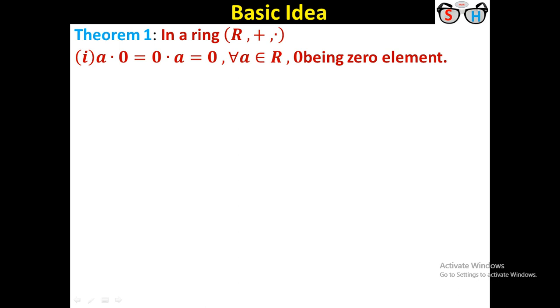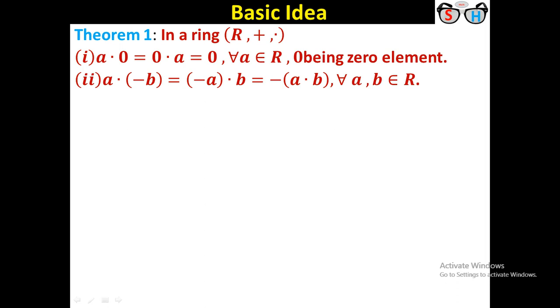So the 0 ring is actually a special type of ring. We define a multiplication on the ring in a special form such that the product of any two elements must be 0. Anyway, now the second theorem is A dot minus B equal to minus A dot B, and minus A dot B equal to minus A dot B. Number 3, minus A dot minus B equal to A dot B.